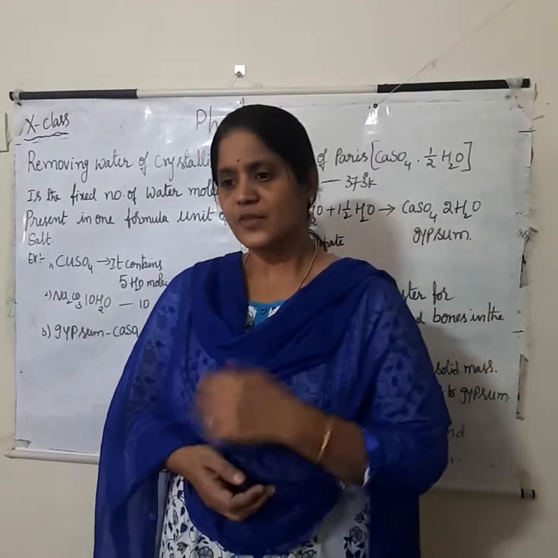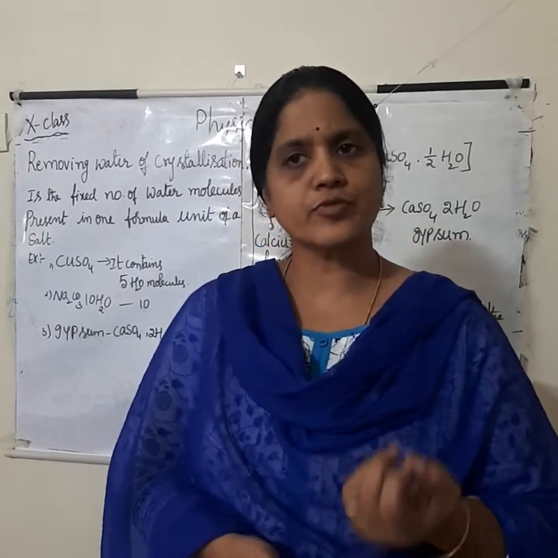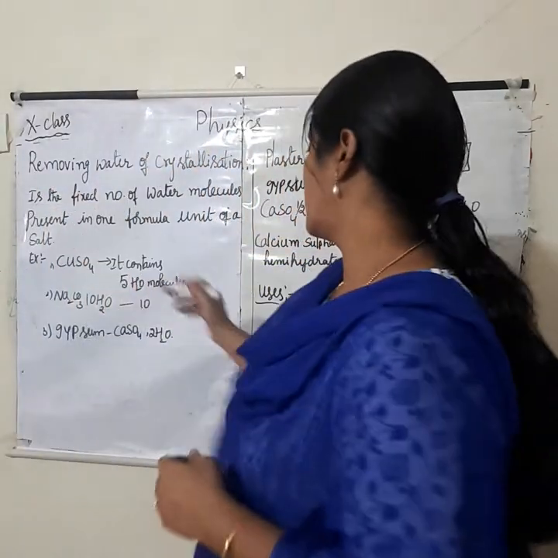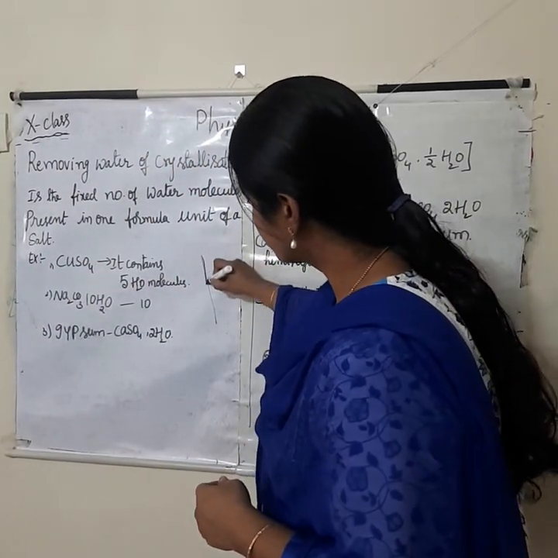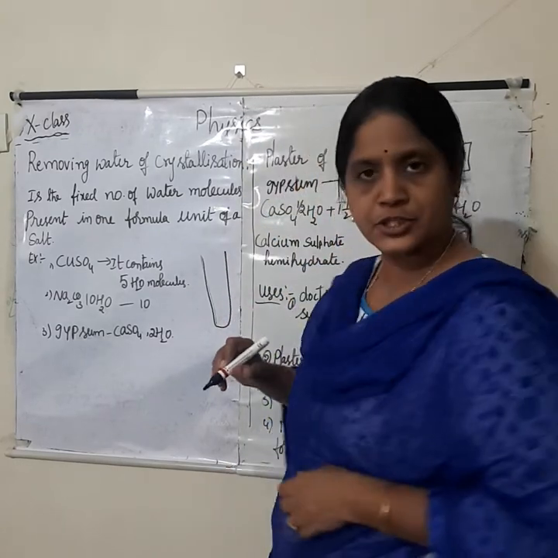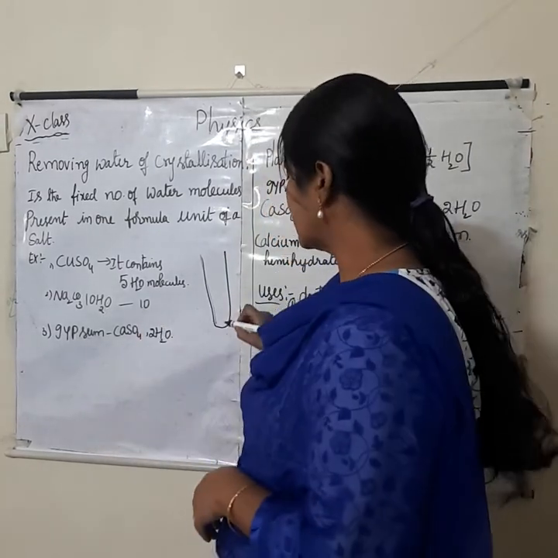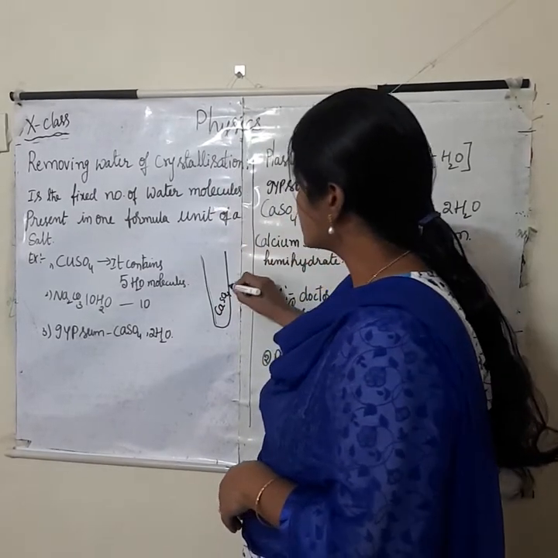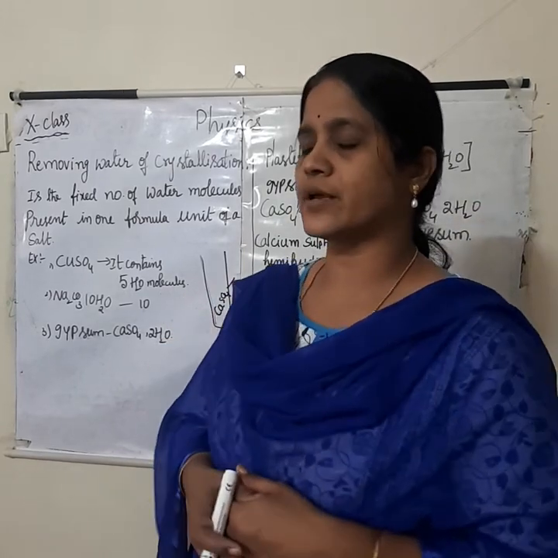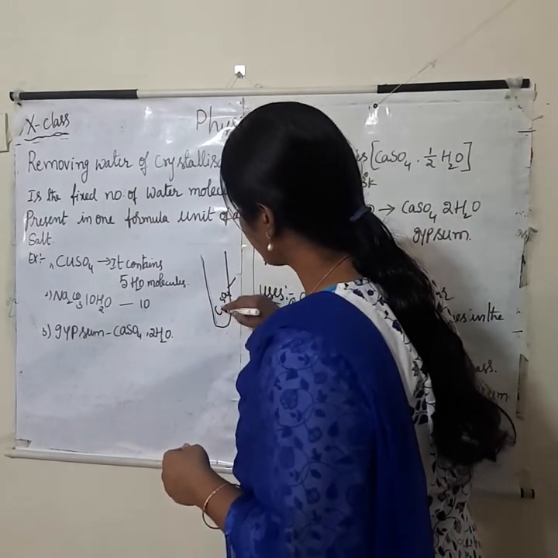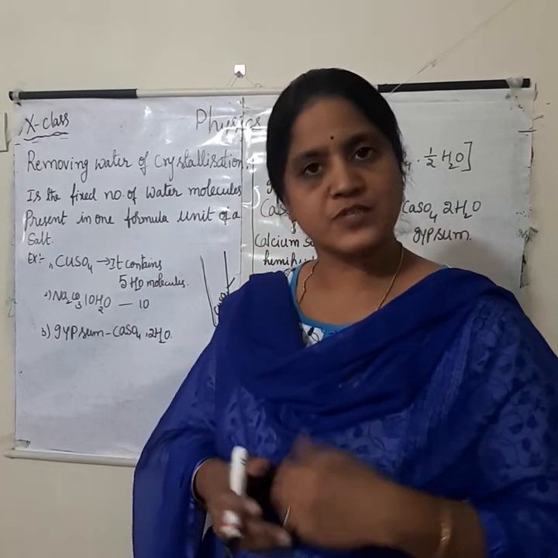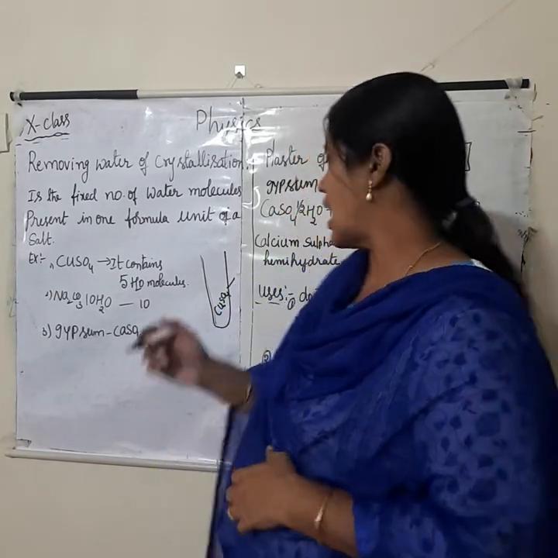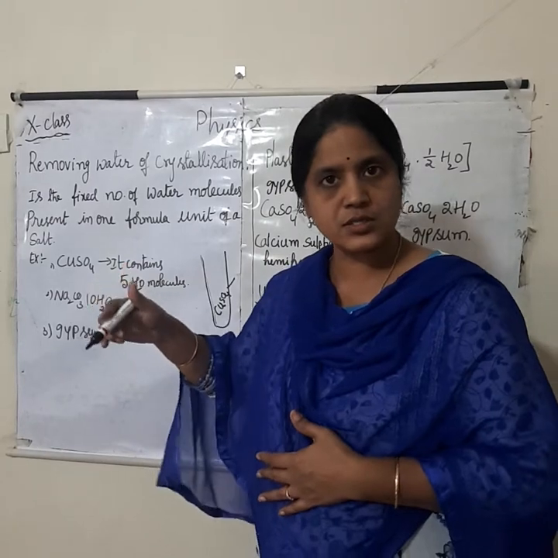To check whether salts contain water or not, we have to do a small activity. You take a dry test tube, and in that you take calcium sulfate. Sorry, copper sulfate, not calcium. Take copper sulfate salt in the dry test tube, hold the test tube with tongs, and heat it with the Bunsen burner.